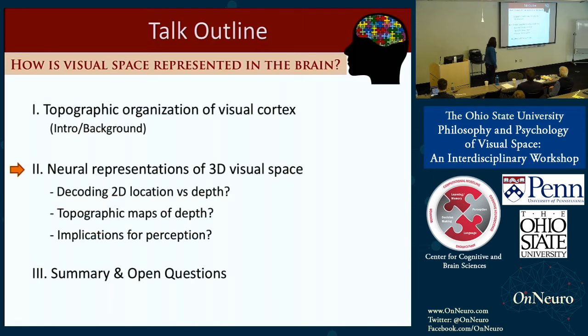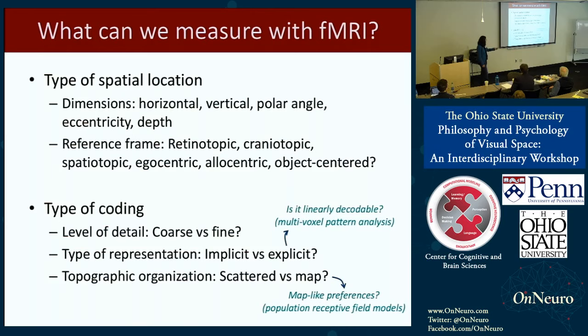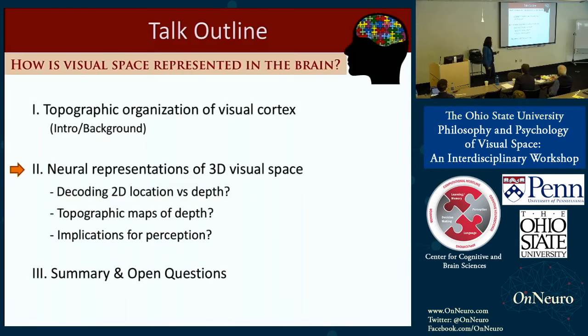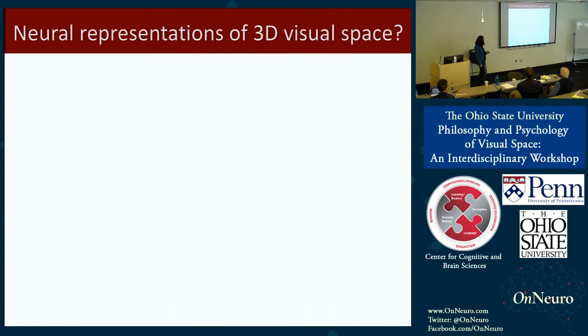So I'll tell you about a few of the studies looking at neural representations of space. Again, the first question I'll start off with is this one: looking for these explicit representations, how do they vary when we're talking about two-dimensional location versus position in depth? Then I'll talk a little bit more about whether these representations are topographically mapped.